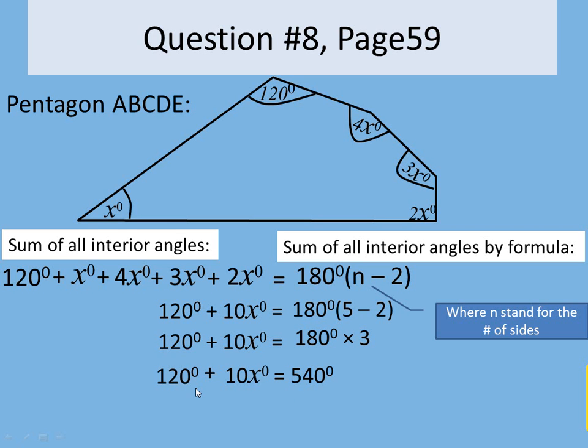Now let us move the 120 degrees out of the way, and therefore we're going to take it across the equal sign, where the sign on the 120 degrees becomes a minus 120 degrees. So the sign is a minus because we take a positive number across the equal sign. So we have 10x degrees now equal to 540 degrees minus 120. The difference of that is going to leave us with 420 degrees. Continuing, so therefore we have 10x degrees equal to 420 degrees.